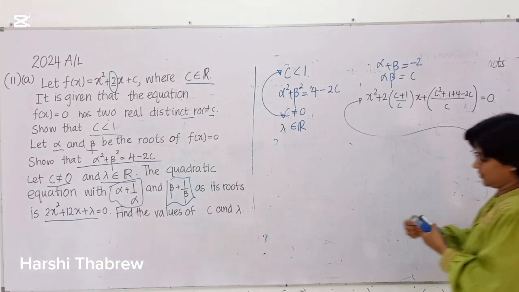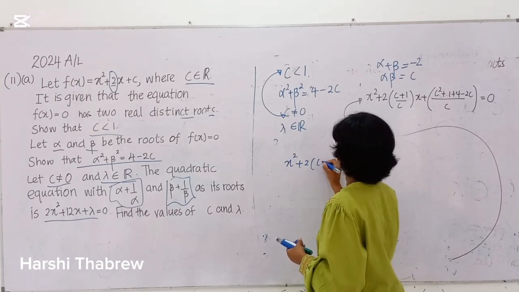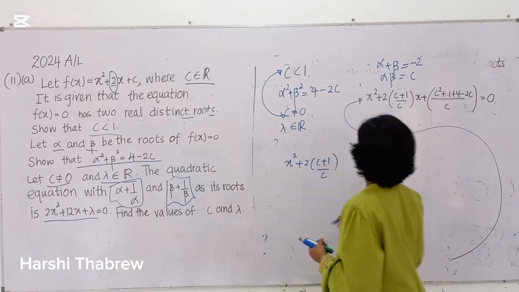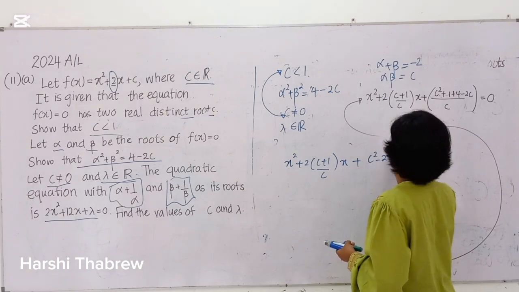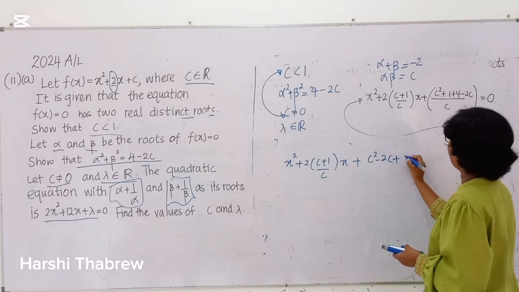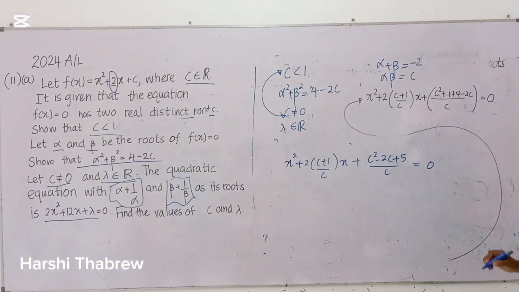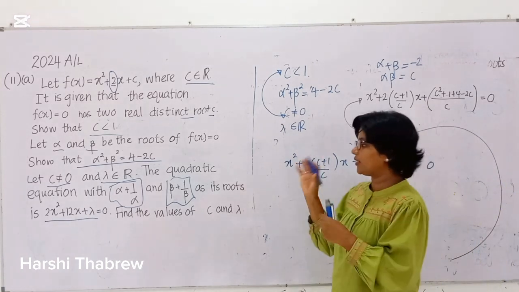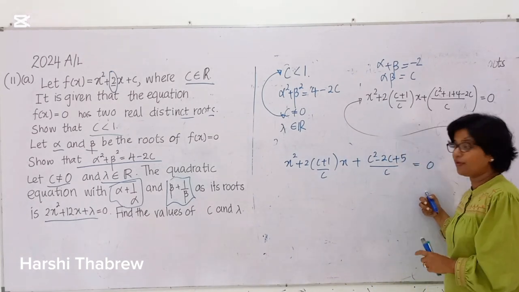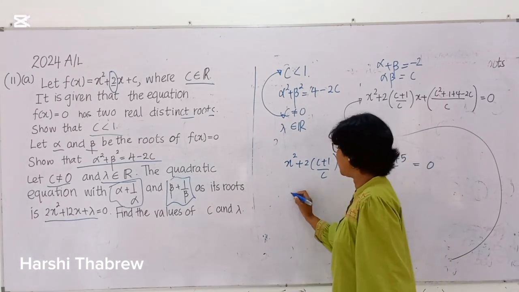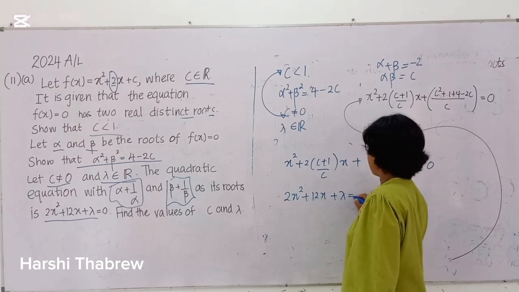Okay, then you have this: x squared plus 2 times (c plus 1 over c) times x plus (c squared minus 2c, when you get the sum of 1 and 4, is 5) over c equals 0. This is the quadratic equation we found. Then you have to compare the quadratic equation which is given here and the quadratic equation we found. The quadratic equation given here is 2x squared plus 12x plus lambda equals 0.